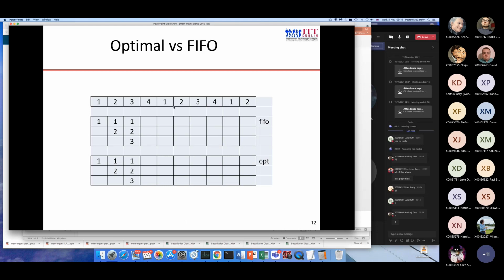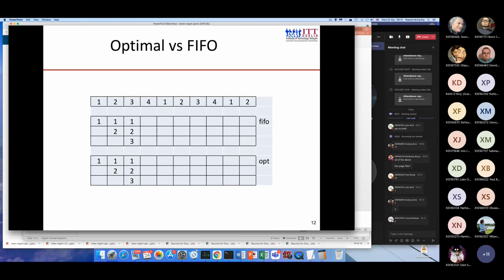It would be 3, wouldn't it? I wouldn't get rid of 1 because I'm just about to use it. I'm then just about to use 2, and 3 is definitely the furthest away. So you can see immediately I've started to diverge here, right? Now I have different stuff in my DRAM.